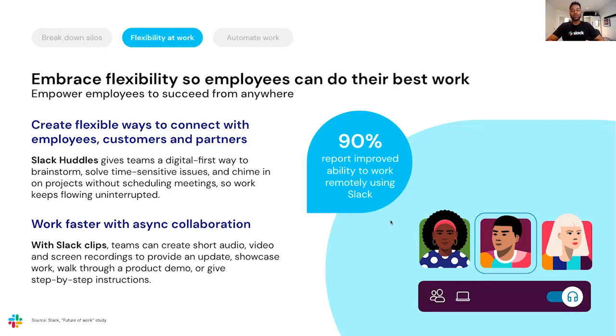The second thing we do is help you embrace flexibility so that all of your employees can do their best work from anywhere and in any way. Slack gives you the ability to work synchronously and asynchronously. It doesn't matter if it's on a couch, in a coffee shop, or in a park. We can do it with tools like Slack huddles and clips so your employees can choose where and how and when they participate and contribute their best work.